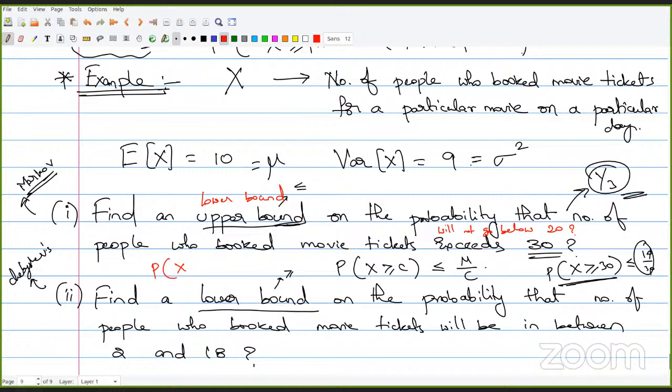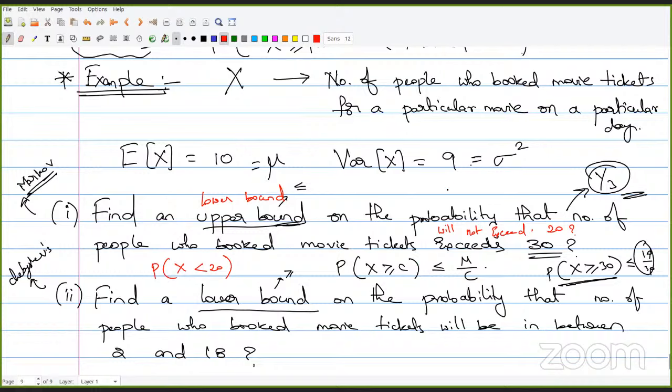Will not exceed 20. It means X less than 20. Yeah, will not exceed 20. That means I need X less than 20, the probability that X is less than 20. So how do I get this probability that X is less than 20? The lower bound.